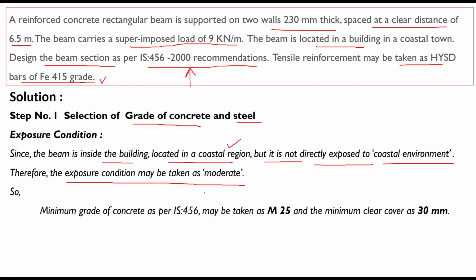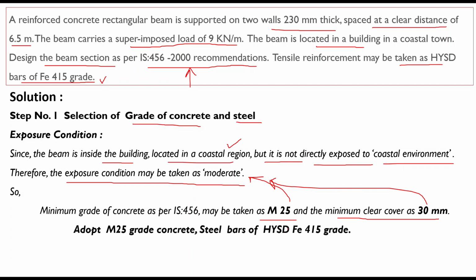So the minimum grade recommended by IS 456 may be taken as M25 grade of concrete, based on the moderate type of exposure condition, and subsequently we can take a minimum clear cover of 30 millimeter. Again, it is also based on the moderate exposure condition. So in this step we have decided that we will be adopting M25 grade of concrete along with high strength steel of Fe 415 grade.